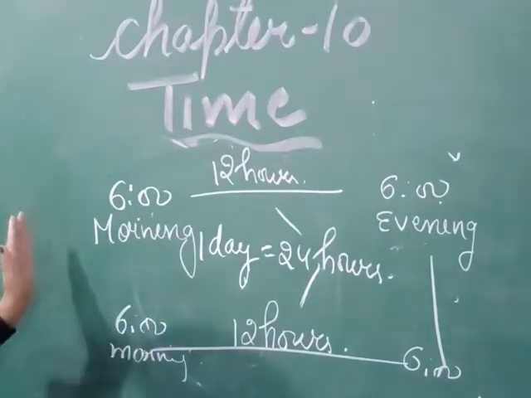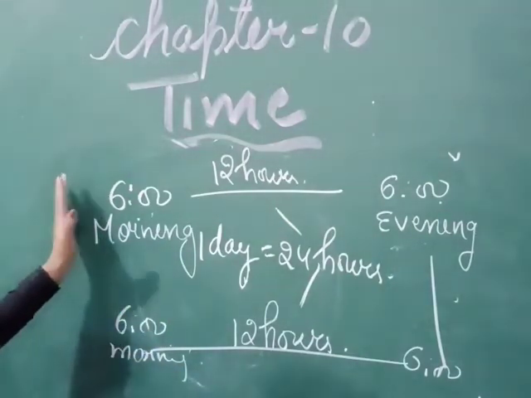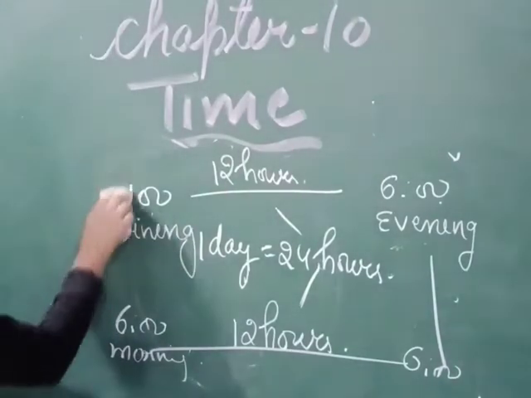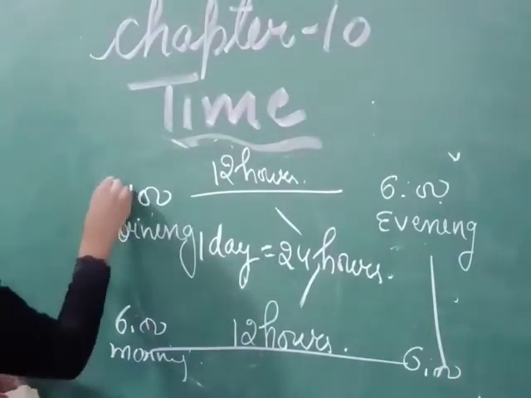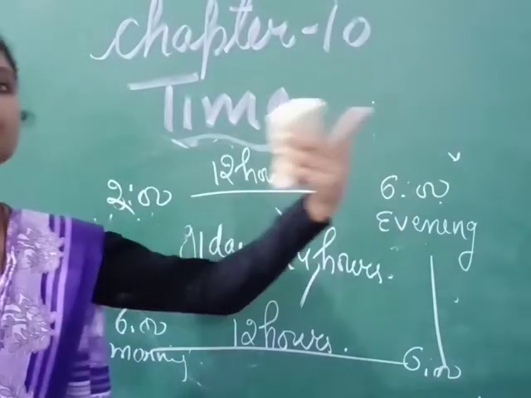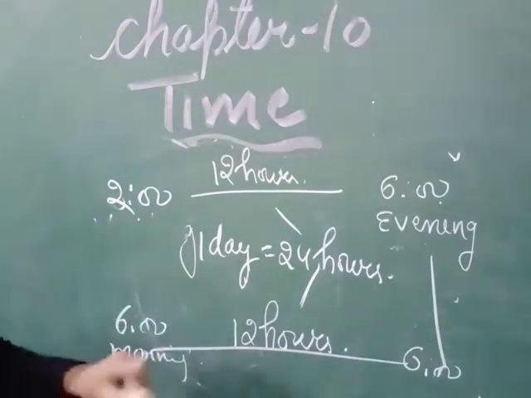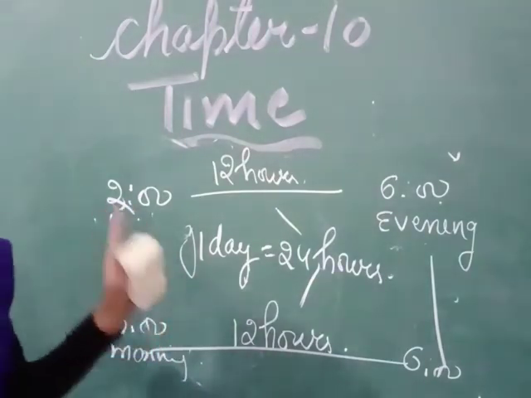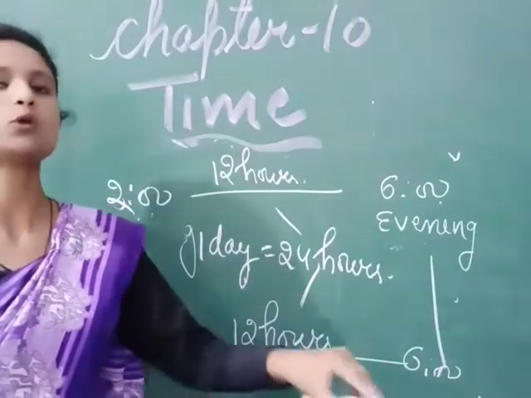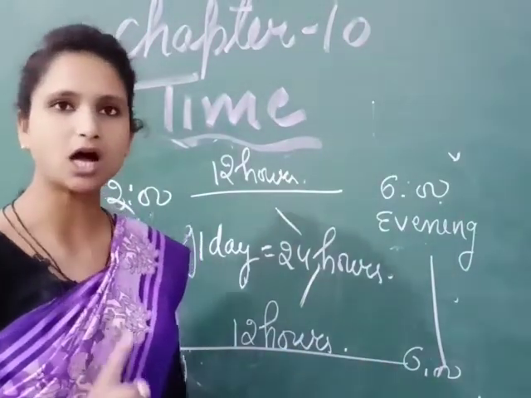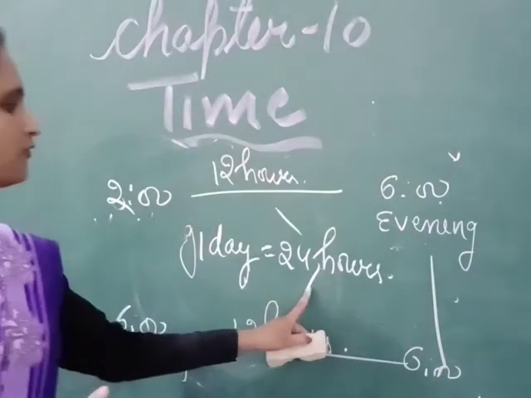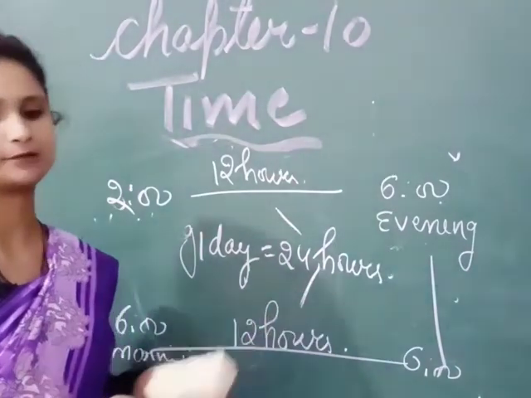But it is not necessary to only take 6 o'clock in the morning. You can take any time. You can also write 2 o'clock in the noon to 2 o'clock in the noon of the next day, then only it will be 24 hours. 10 o'clock in the morning of today to 10 o'clock in the morning of the next day, then also it will be 24 hours. So this is how we calculate 24 hours in a day.